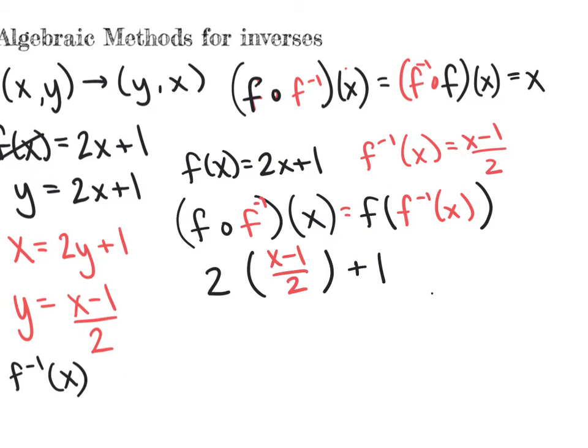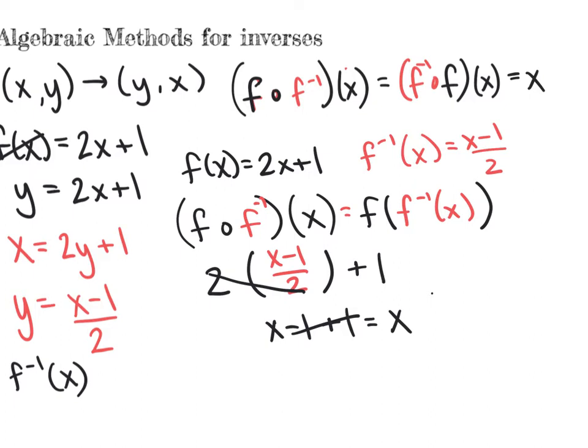So when I simplify this, the 2's are going to cancel. I'm left with x minus 1 plus 1. And here, notice the 1's are going to cancel, and it's just left with an x. So that's a nice property of the inverse. If they're actually inverse, you should get an x.